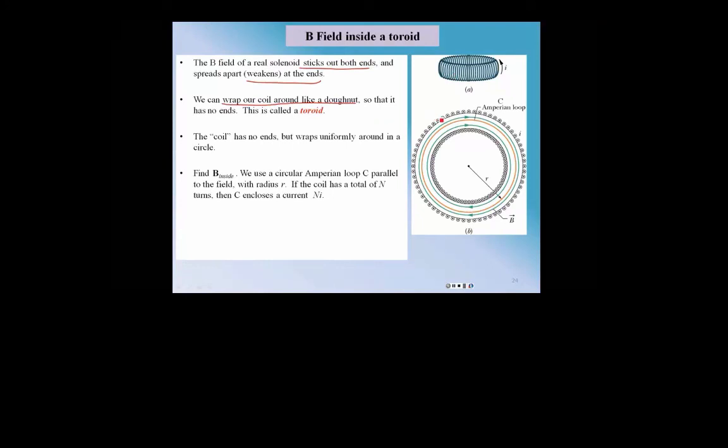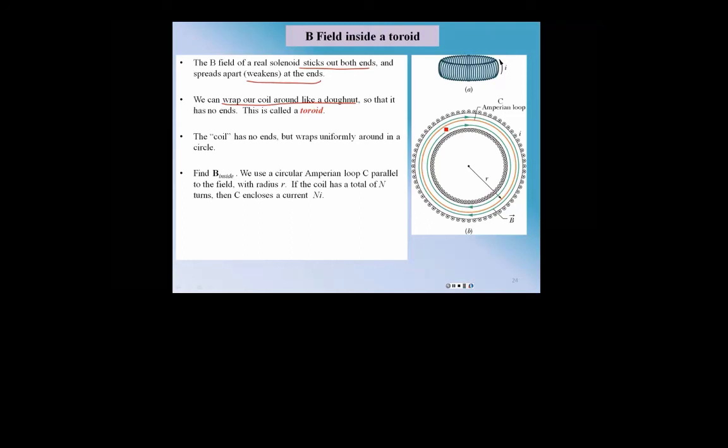Here we're looking at the current coming out of the page and into the page for wrappings around this volume here. And we're assuming vacuum or air for this media in the region here. To find the B inside, we take a loop at some radius r from the center of the toroid. That's this curve here. If the coil has a total of N turns, capital N, then this curve C is going to enclose capital N turns.